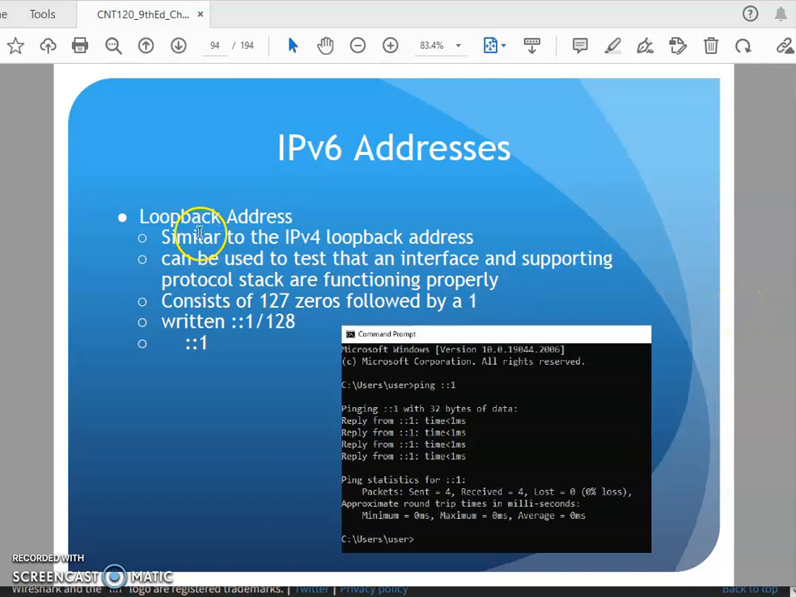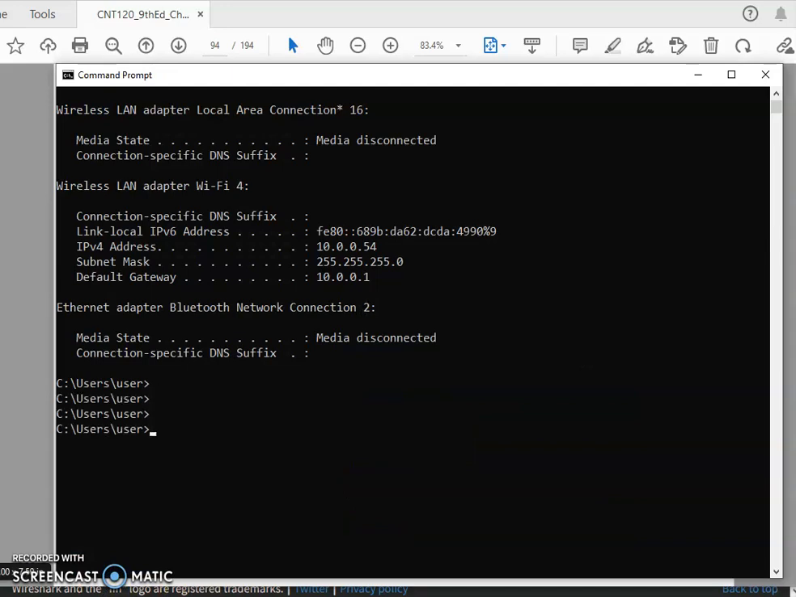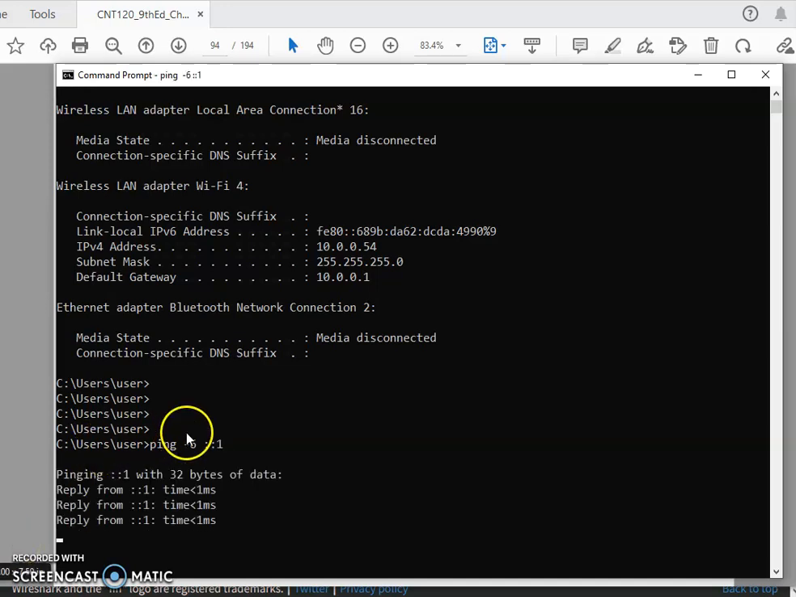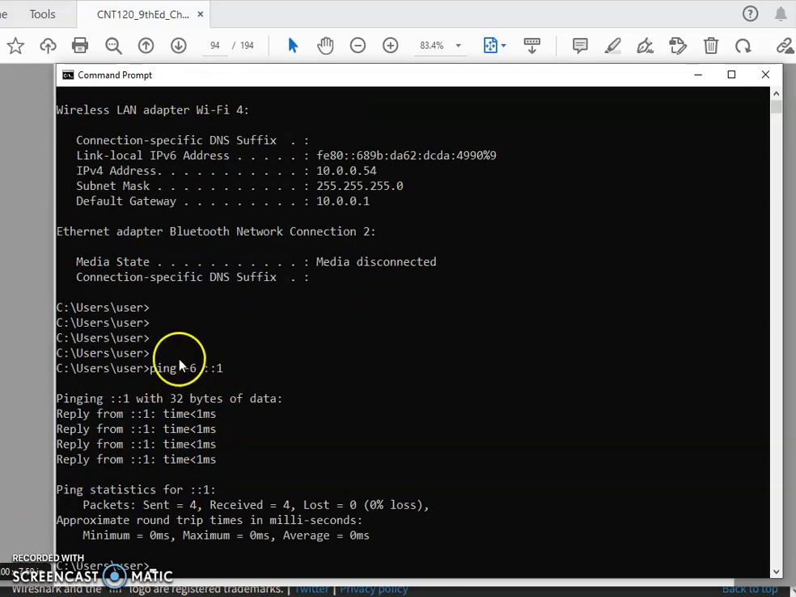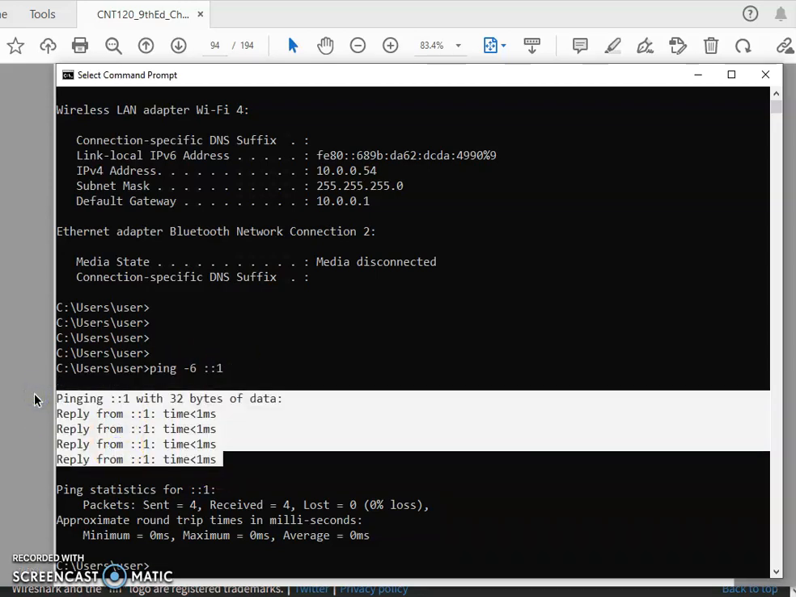There is the loopback address, similar to an IP version 4 loopback. It consists of 127 zeros followed by a single 1. So right here, ::1. If I were to ping ::1, actually, I need ping -6 ::1. That's your ping command for IP version 6 on a Windows machine. If I ping -6 ::1, that's essentially pinging my IP version 6 loopback.